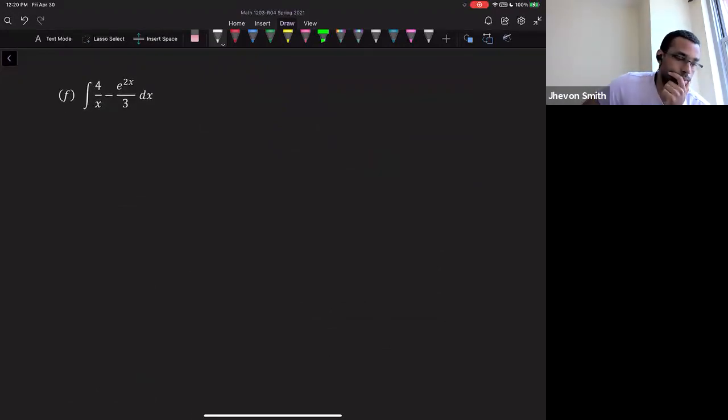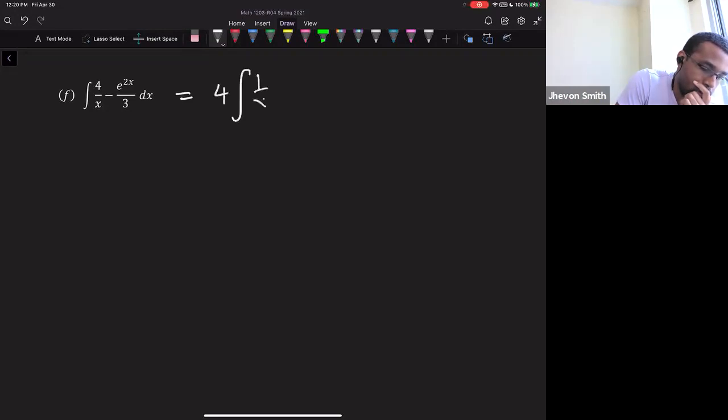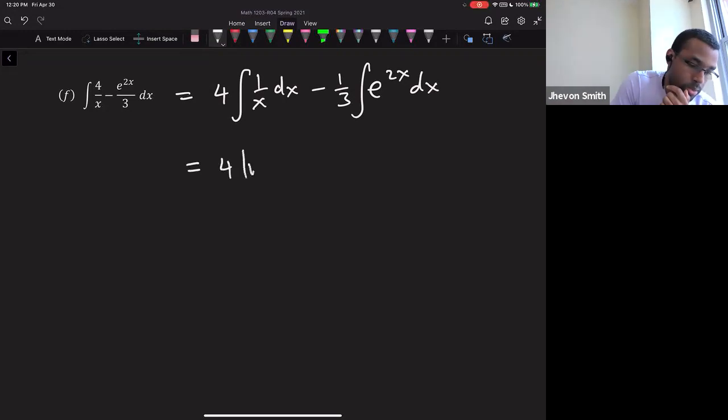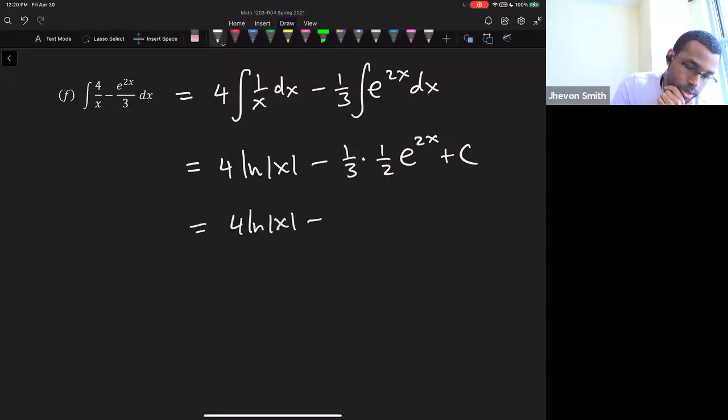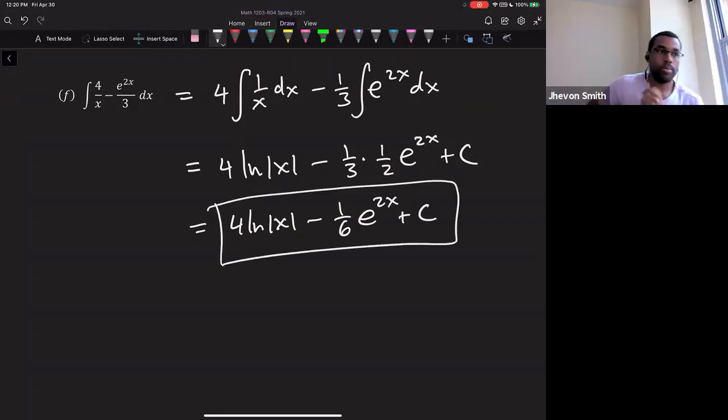This one, same idea. You realize that this is just 4 times the integral of 1 over x minus a third times the integral of e to the 2x. We know how to do each of these. This is 4 times ln of absolute value of x minus, e to the kx is 1 over k e to the kx, so this is 1 over 2 e to the 2x. And that's that.